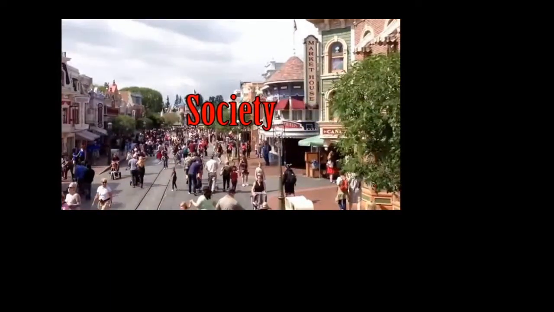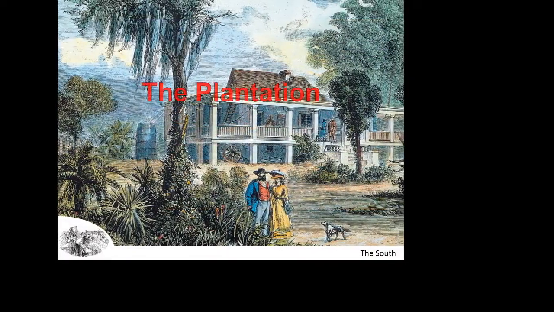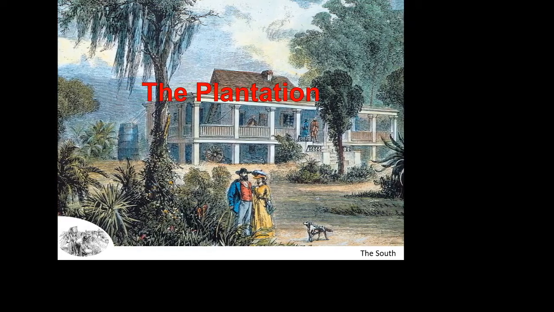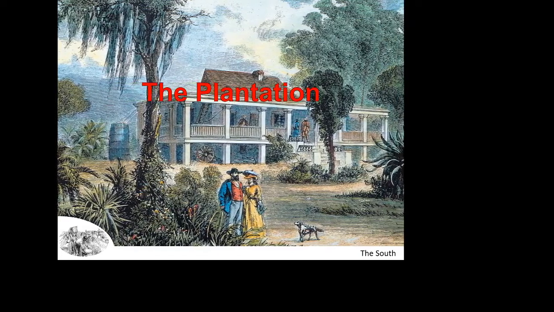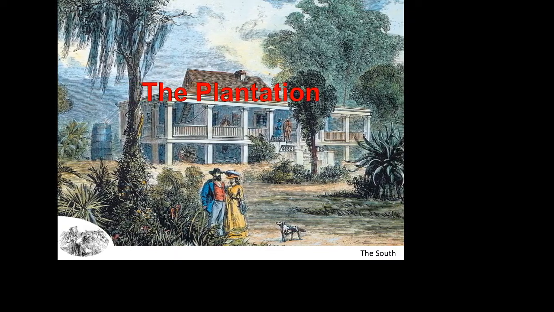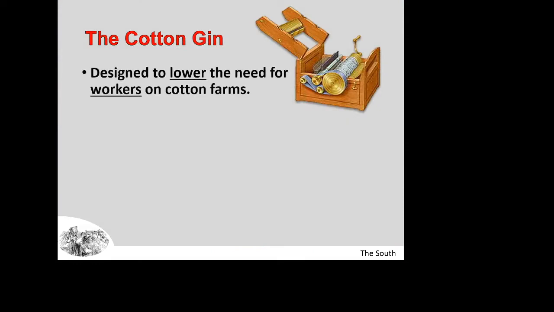Okay, so the next category we're talking about today is society, Southern society. Southern society was based around this thing called the plantation, basically a large farm. Now, the reason plantations evolved was because of this invention called the cotton gin. And we learned about this in the video that we watched a couple weeks ago. So the cotton gin was designed to lower the need for workers on a farm.